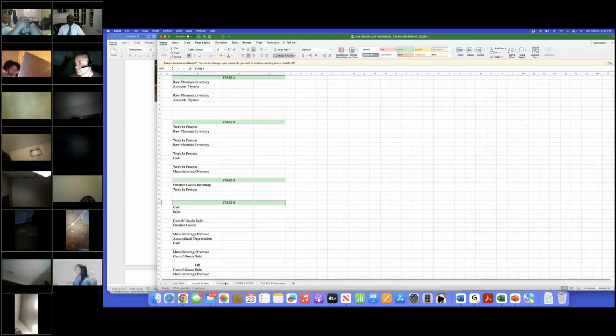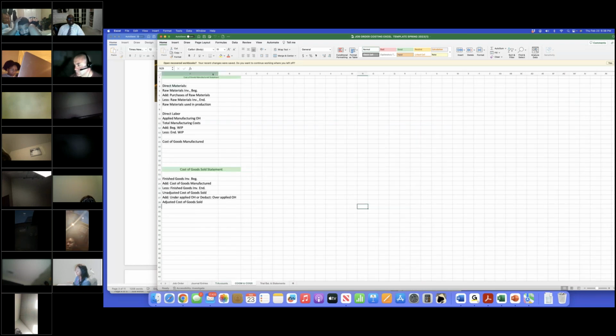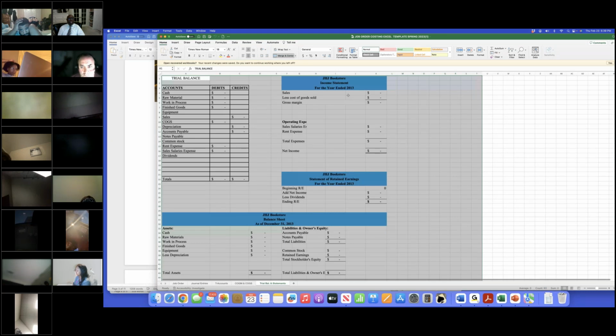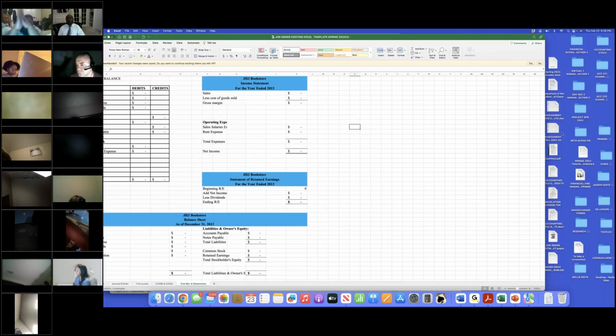T accounts. Then here's your cost of goods manufactured and cost of goods sold. The format is laid out. You just got to put the numbers in. So this spreadsheet has everything in it. Here's your trial balance and the income statement. And right now we're just going to the income statement. But you've got the spreadsheet in course content. So you're going to work that problem that way.